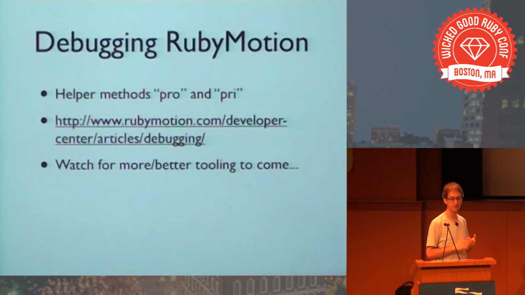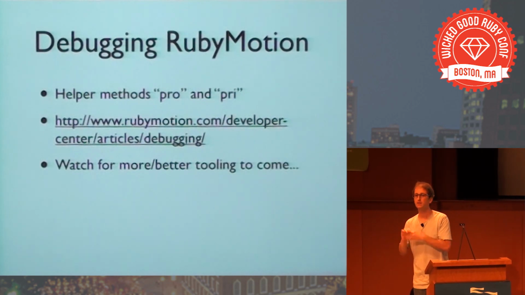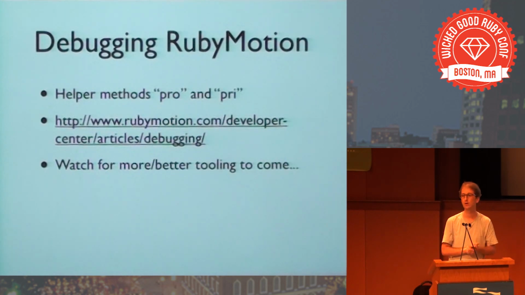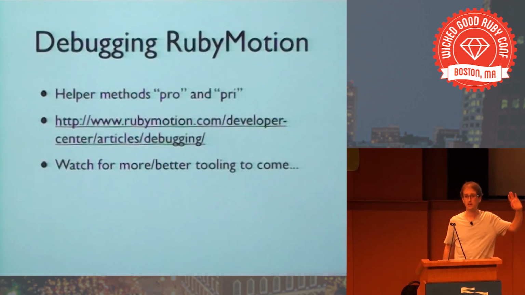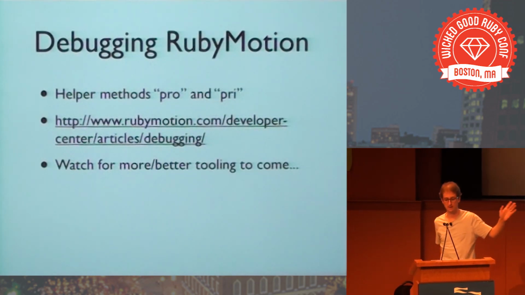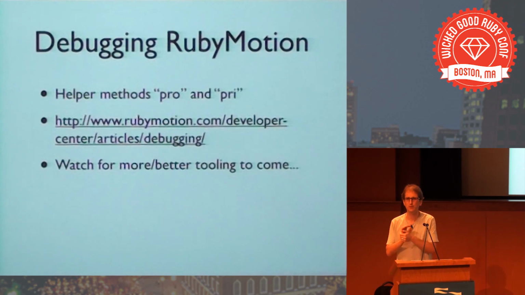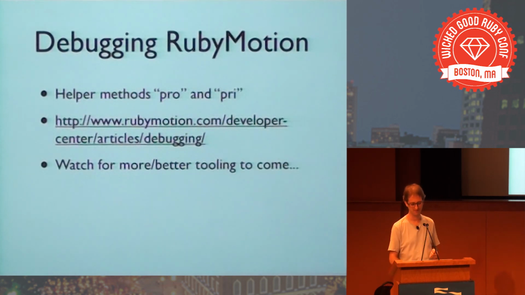There's also a couple of conveniences. So there's PRO, which is print Ruby object, and PRI, which is print Ruby instance variable. These are helper methods that exist in LLDB, so that when you run it in debug=1 mode, you can use these to simplify, so you don't have to do quite as many typecasts. There's actually an entire page on the RubyMotion website that describes how to do some of the debugging. And I think there's definitely a recognition that debugging could be better. Debugging is hard, and so it's probably not a surprise that building good tools for it is doubly hard. But definitely keep an eye out, and you might find something coming down the pipe.